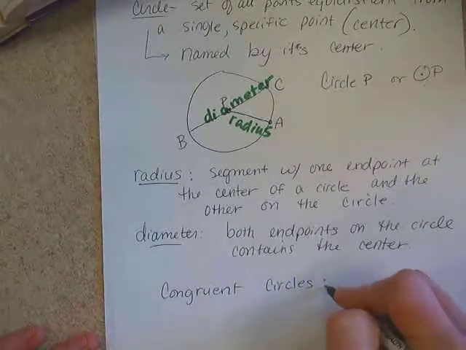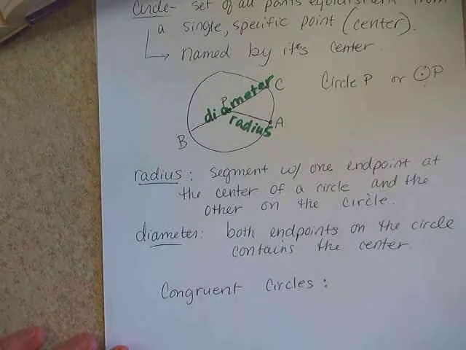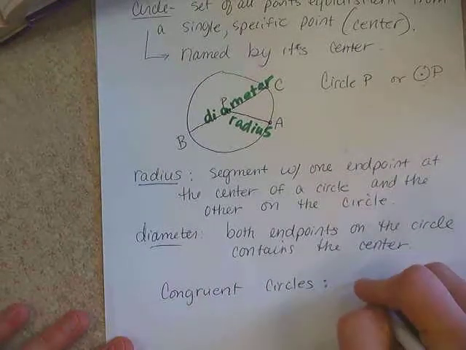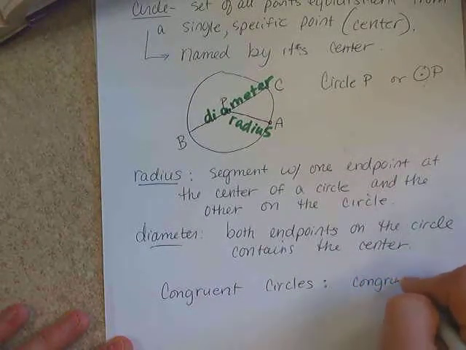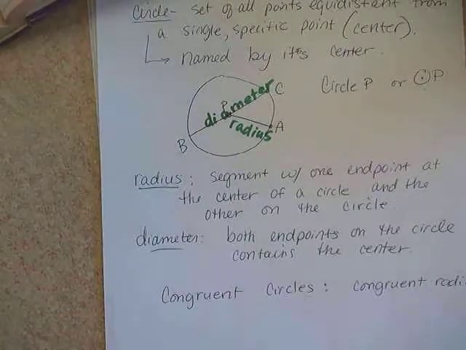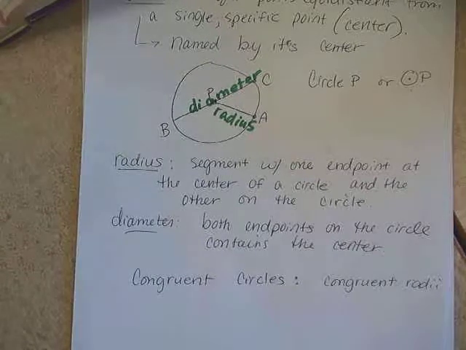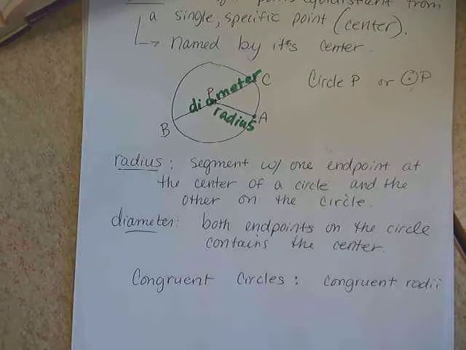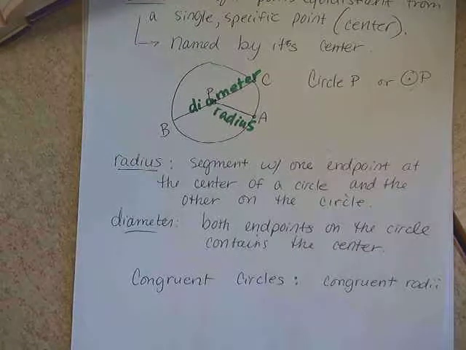All right. When we talk about congruent circles, one way that we know that they're congruent is they have congruent radii. Okay? If the radius of one circle is congruent to the radius of another, then the circles would have to be congruent.